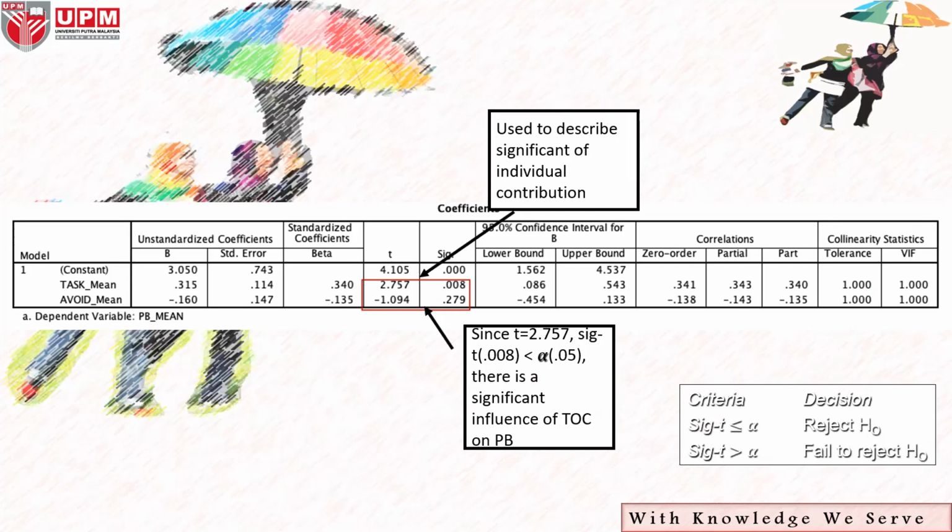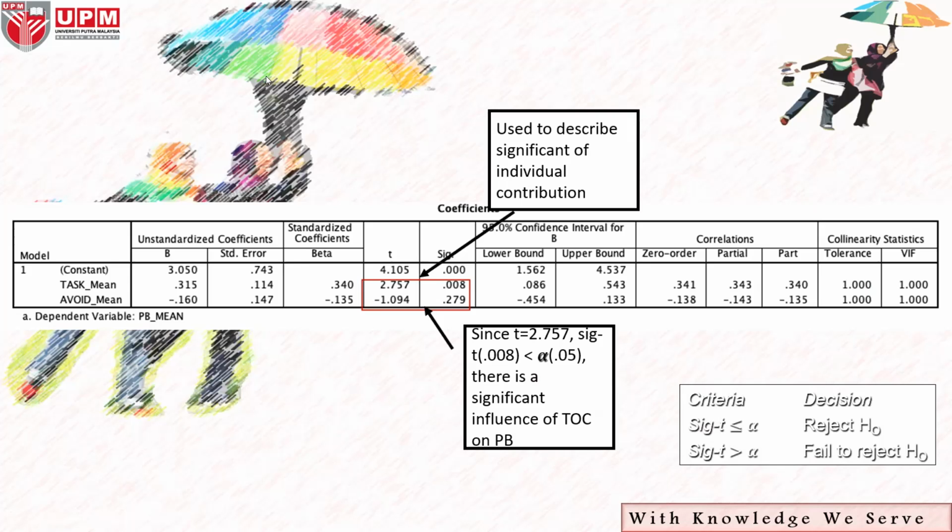Based on the result, the T value for task-oriented coping is 2.757. The significant value is 0.008. We compare the significant value against the alpha, for example, if you use alpha equals 0.05. This value 0.008 is lesser than alpha 0.05, so we can conclude that the influence of task-oriented coping on philanthropic behavior is significant.